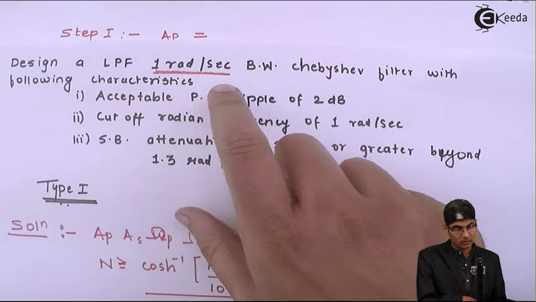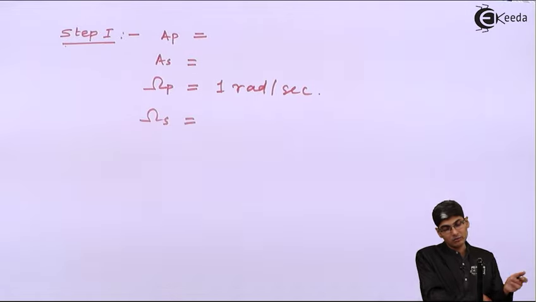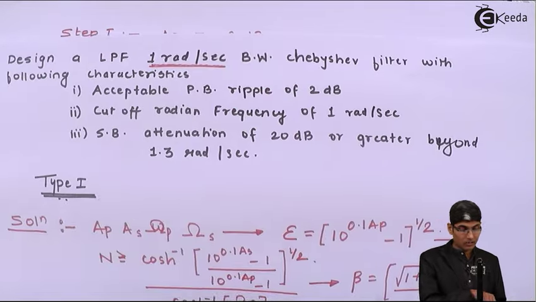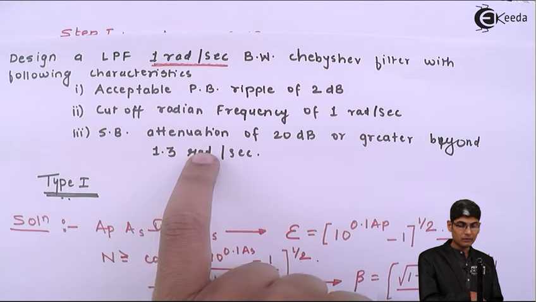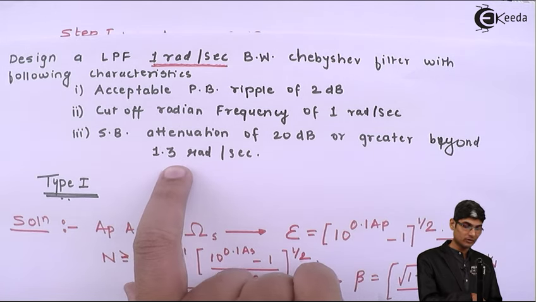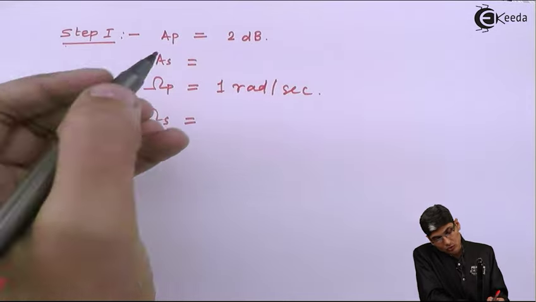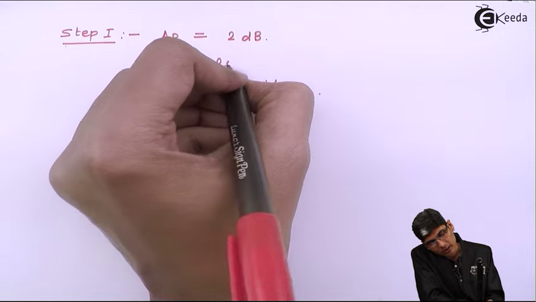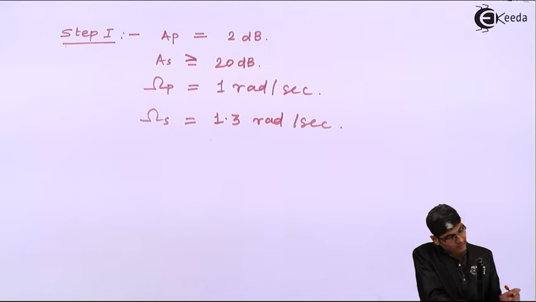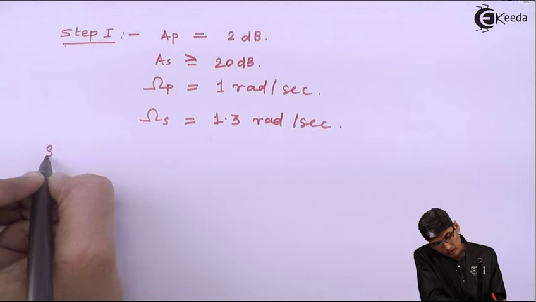Then we will go ahead and read the problem, and then they are saying that acceptable passband ripple is 2 dB. That means they have given that the maximum attenuation in the passband will be 2 dB. They have also said that the stop band attenuation of 20 dB or greater beyond 1.3 radian. So this value is stop band edge frequency, and after that the gain attenuation should be 20 dB or greater. So attenuation should be greater than or equal to 20 dB at frequencies 1.3 radians per second. So this is what the given 4 parameters are. That is step 1. Let us go to step 2.